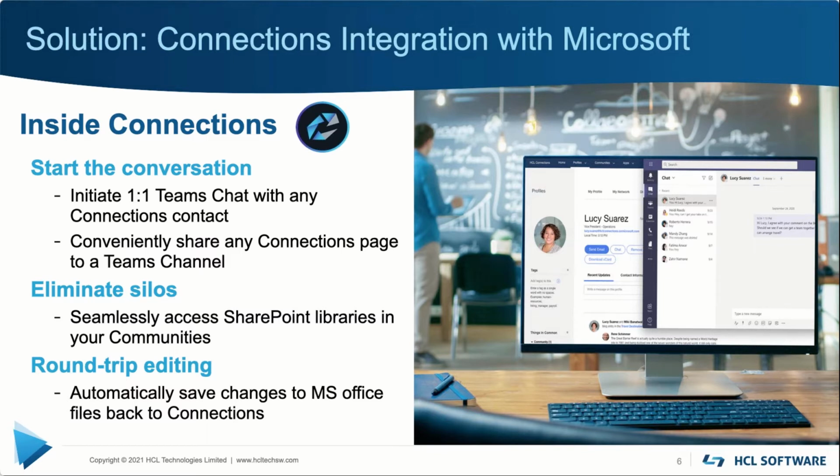You can eliminate silos in content storage by bringing your SharePoint libraries into your communities, so they're right there readily available along with the rest of your Connections content. And Windows users can also round-trip edit their files in Office through the desktop plugin, so that any changes they make in their files are automatically saved right back into Connections. So no more needing to edit it, save it, and upload it back into Connections. It's all just done seamlessly by clicking edit inside the window there, inside your browser in Connections.